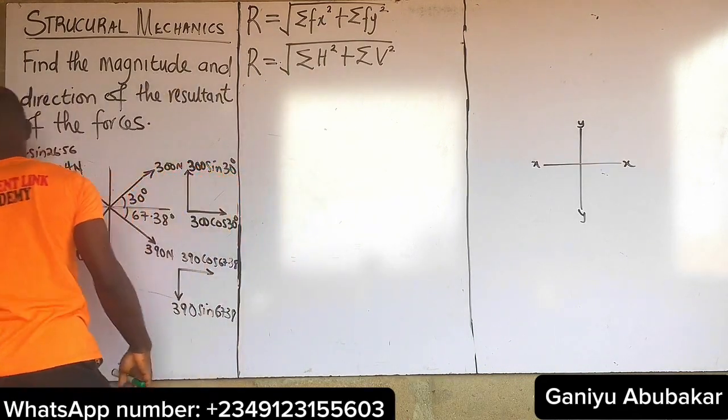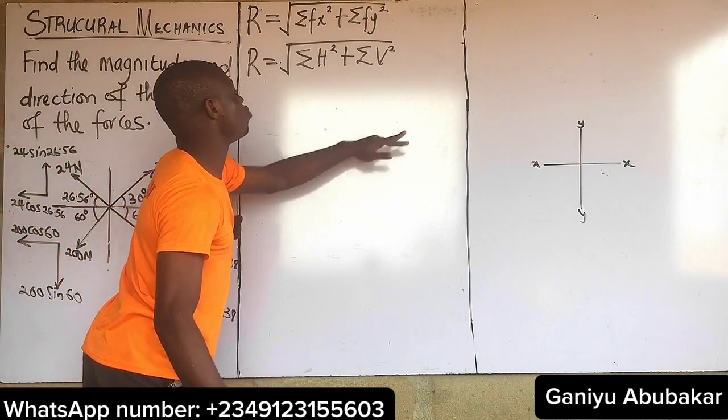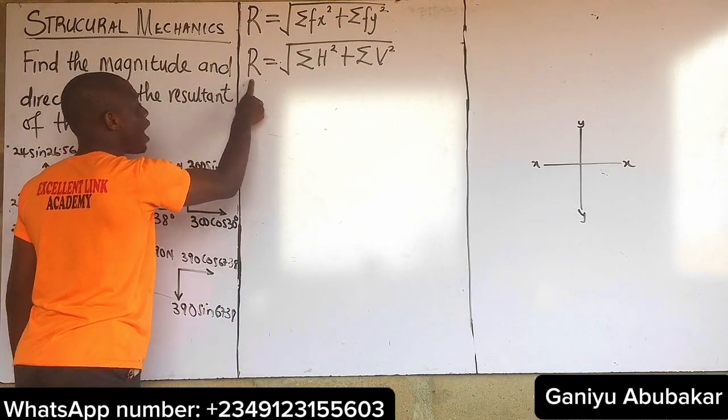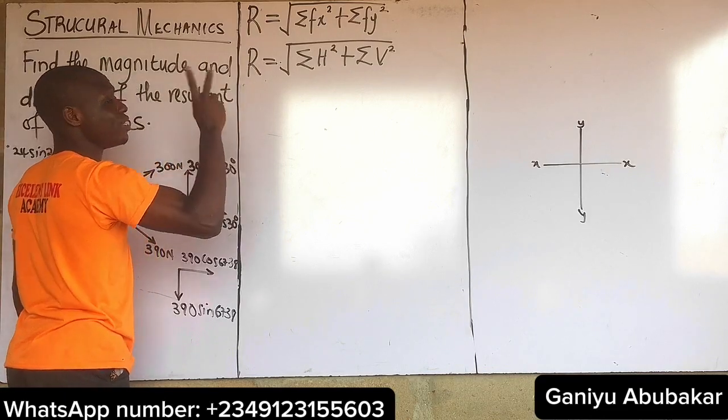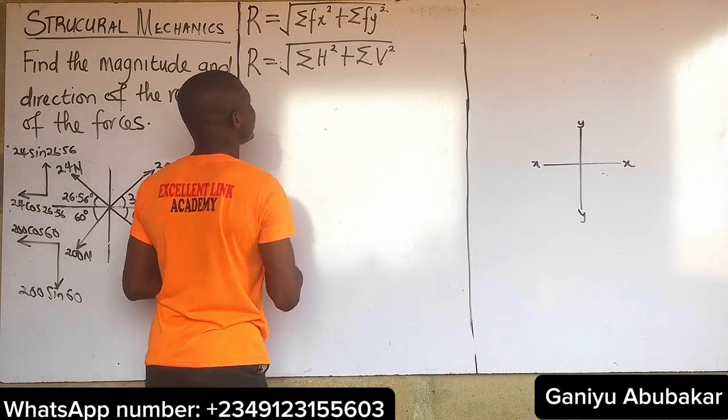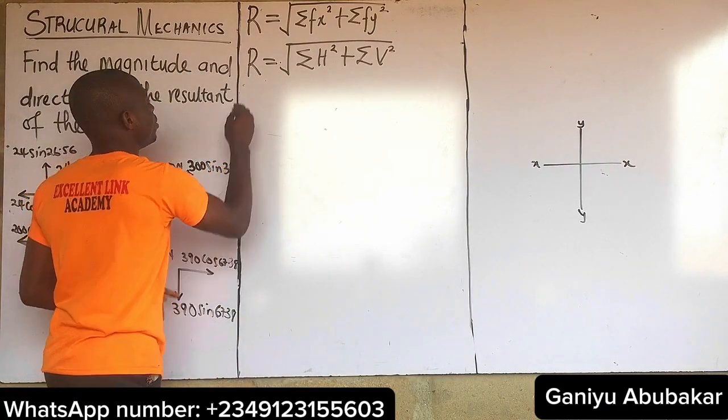That's the concept. If this is true, then for me to find my resultant R here, it means that I must know two things: summation H and summation V. That's it. So let's calculate for summation H.